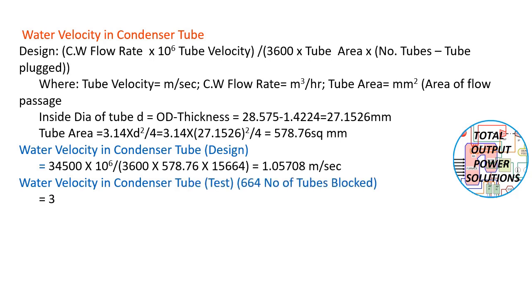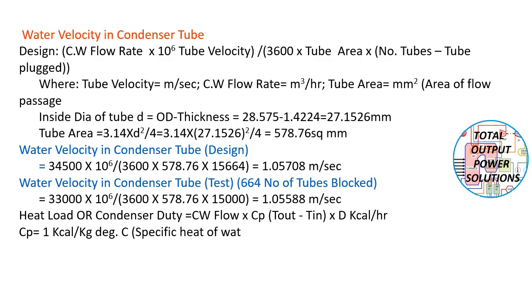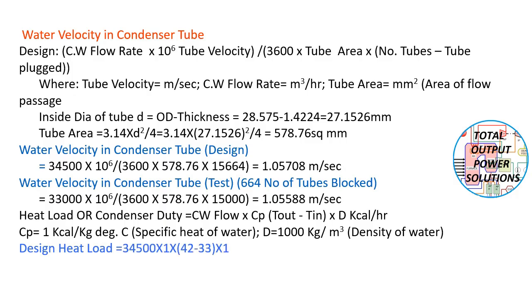And when the tubes are plugged, around 664 tubes are plugged, and the flow has also reduced, so the water velocity in that case comes out to be 1.05588 meters per second.